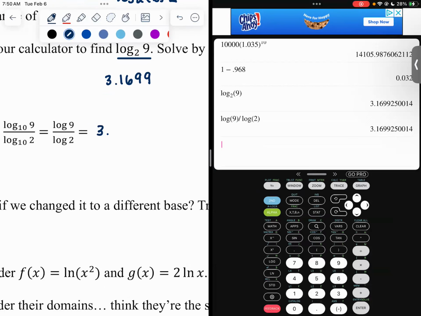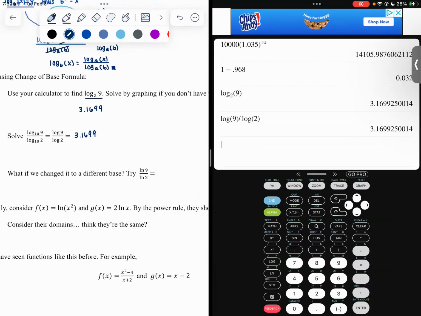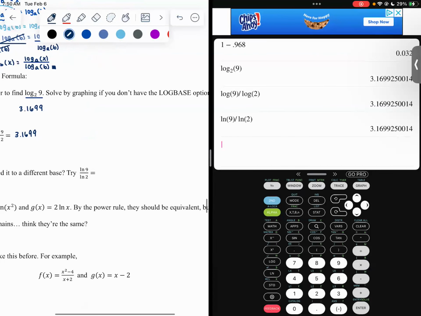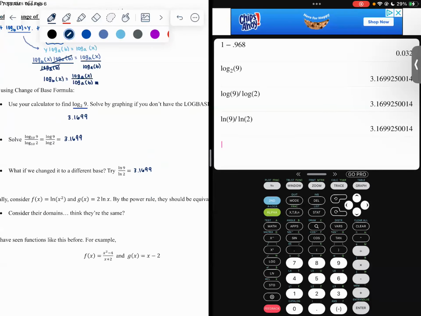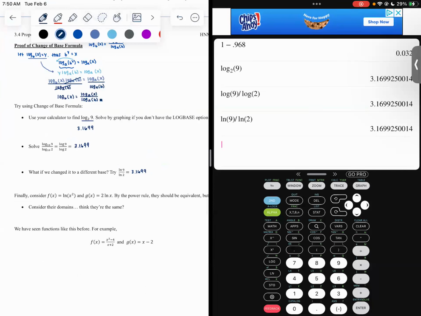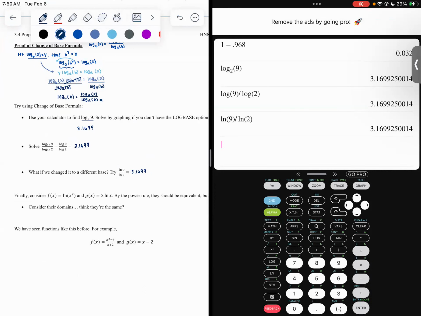So we still get 3.1699. Even with a different base, if we wanted to try ln, again we should get the same answer. So trying this, change that to 2. There we go. And I get the same number yet again. So in this case, it doesn't matter what base you use. You will get the same answer every single time using this change of base formula.